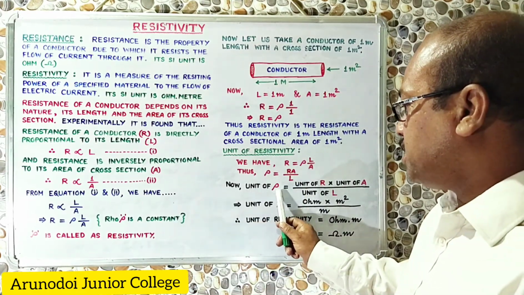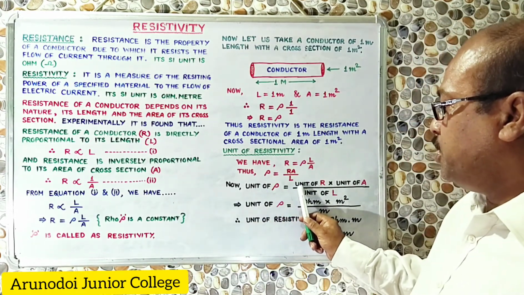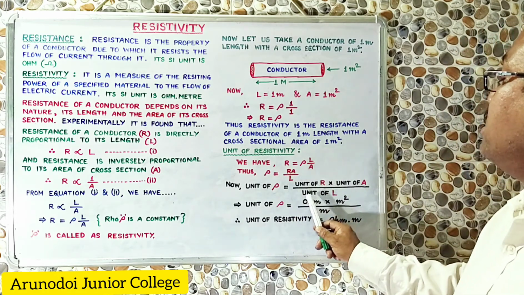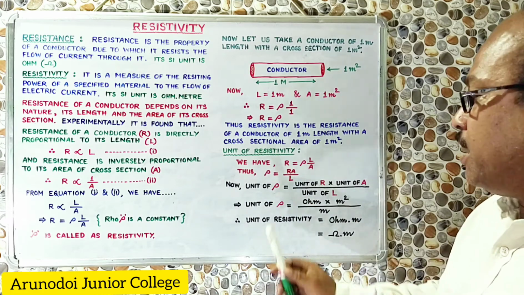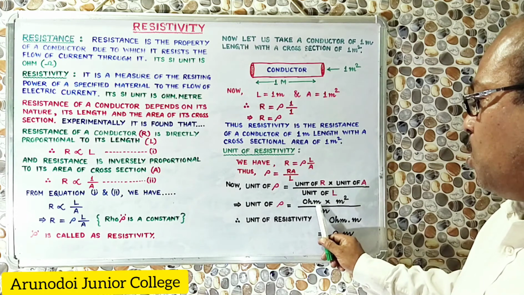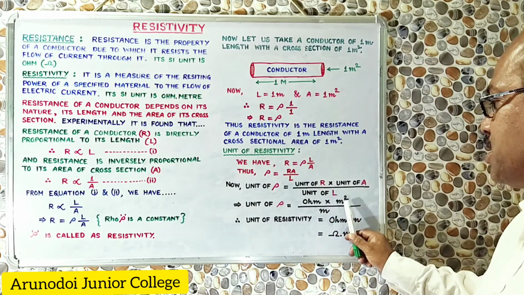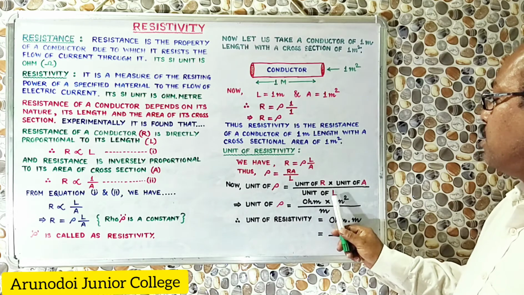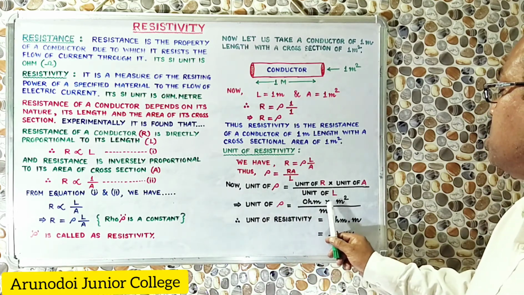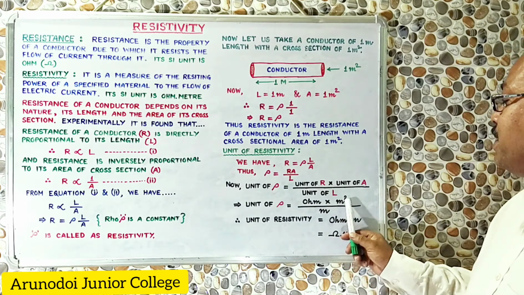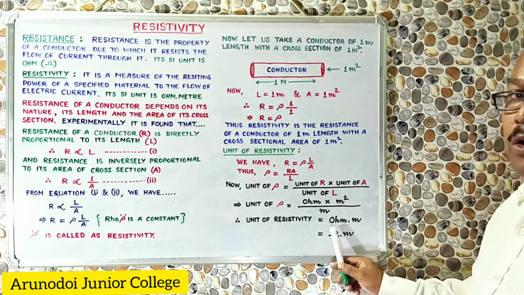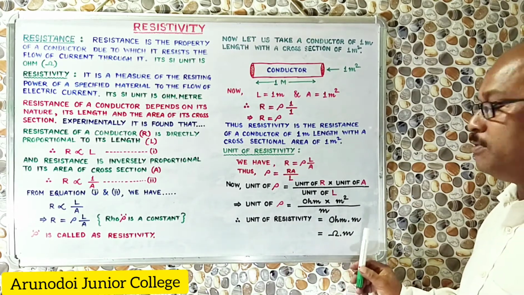Now the unit of resistivity, the unit of rho, will be the unit of resistance into the unit of area of cross section divided by the unit of length. And we know their units. The unit of resistance is ohm, into the unit of area of cross section, meter square, divided by the unit of length, meter. So the unit of resistivity is equal to ohm into meter square by meter. By cancelling meter, we get the unit of resistivity as ohm meter, and it is represented with this symbol.